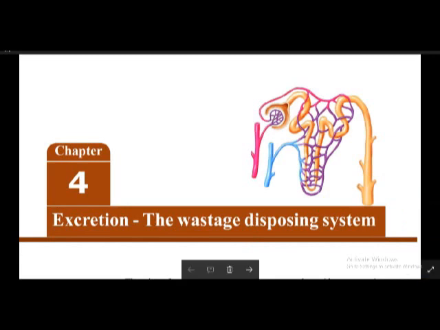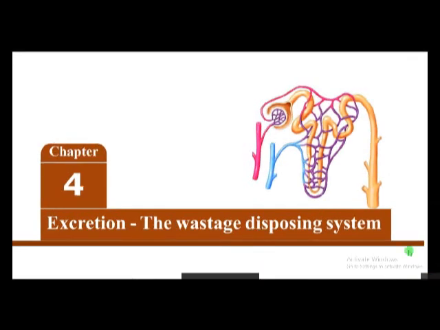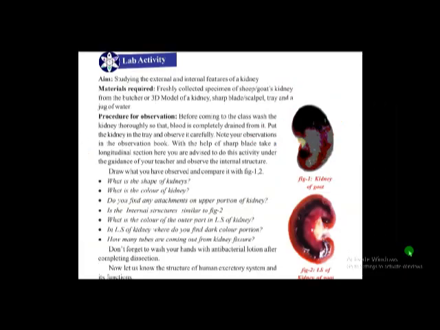Today we deal with the fourth chapter, that is excretion, the waste disposing system. Generally, we know excretion means the removal of waste products from our body. The removal of waste products from our body is called excretion. And here we have an activity. This is about the observation of the structure of the kidney.